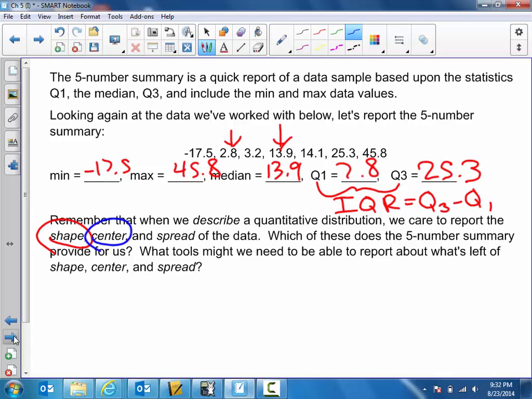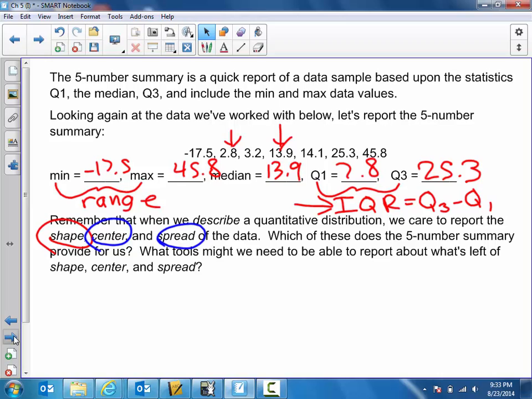The center, absolutely. We've got the center described in the same way that we have described the center from a histogram. We've got the median reported for us. And now the spread of the data, you don't need the histogram to report spread, because you're doing two things here. Not only are you getting the IQR, the spread of the middle 50% of the data, you're also getting from the min and the max, you can report the range. Okay, so the 5-number summary really gives you two reports of spread in one, range and IQR.